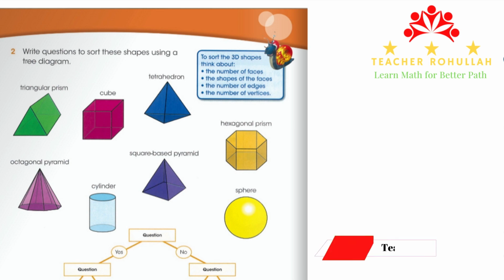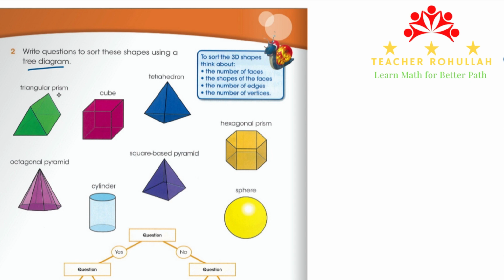In this video, I'm going to work on question 2 of the last part of data handling of Cambridge Primary Mathematics Learner's Book 4. And this question is about tree diagrams. A tree diagram is a diagram which is shaped so that each branch shows a possible outcome. So the question says, write the questions to sort the shapes using a tree diagram.